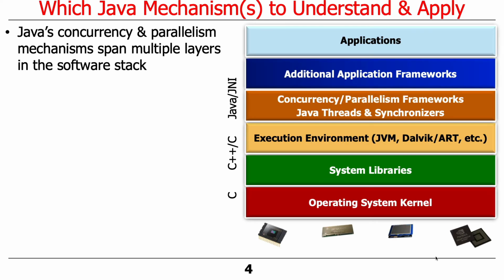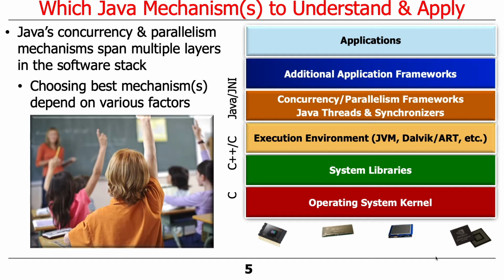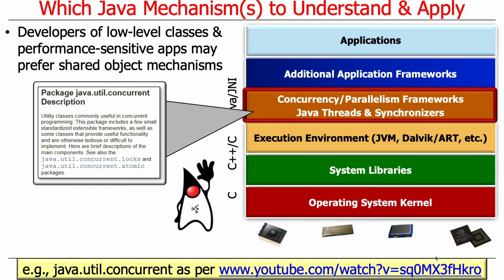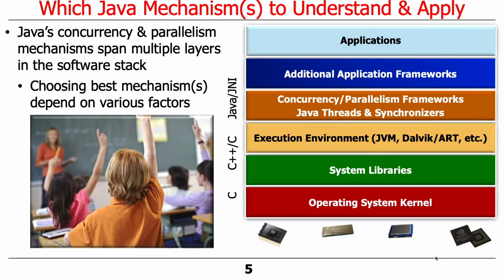As we've seen, Java's concurrency and parallelism mechanisms span multiple layers in the software stack. I've talked about this at a high level, but I think it's worth going through in a little bit of detail. In particular, this is what will help us understand which of these levels to choose under which circumstances. If you take a look at the classic Java stuff, actually the very classic Java stuff appears at the virtual machine level. So this is the layer here, the one that says execution environment.